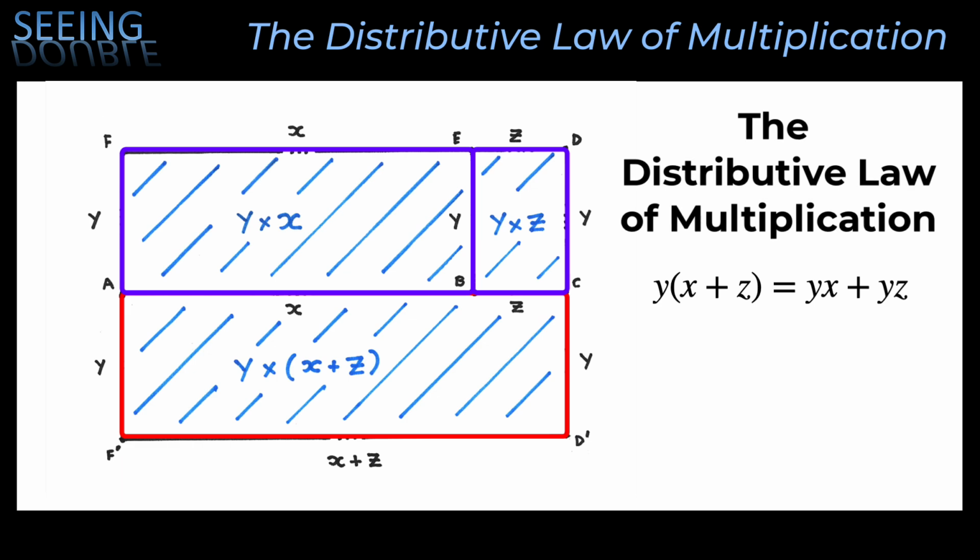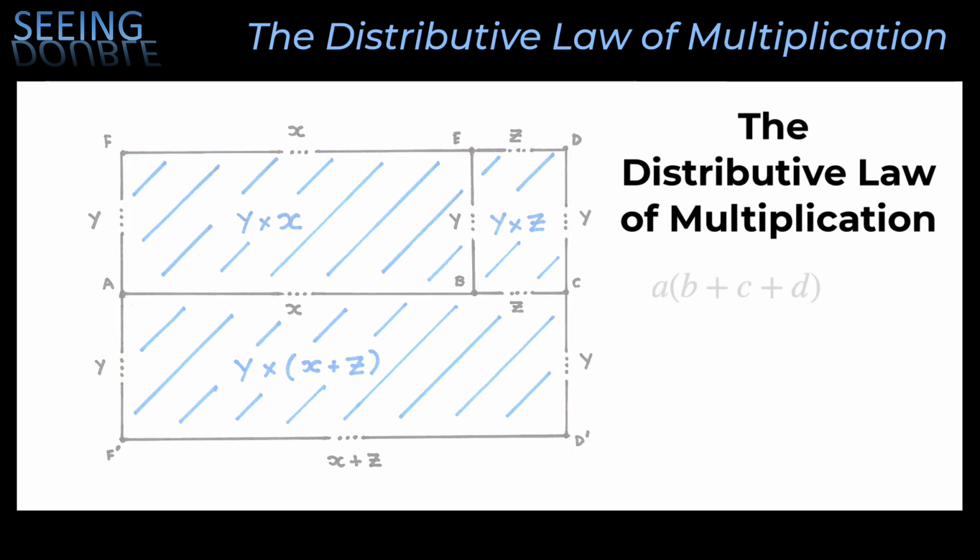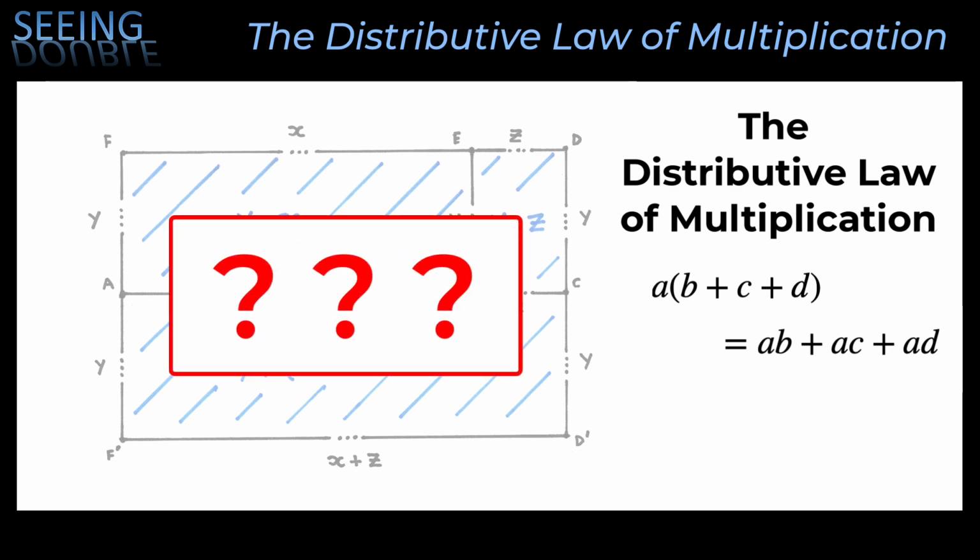And now, a final task. The distributive law of multiplication can be applied to make statements like the identity a by b plus c plus d equals ab plus ac plus ad. Have a go at drawing a diagram that captures the truth of this identity.